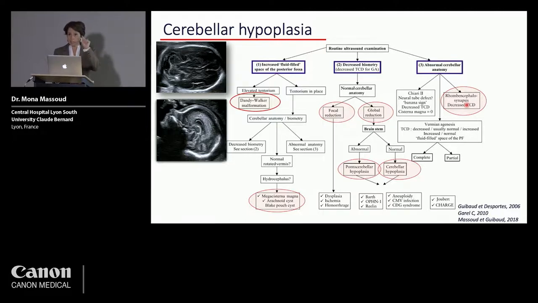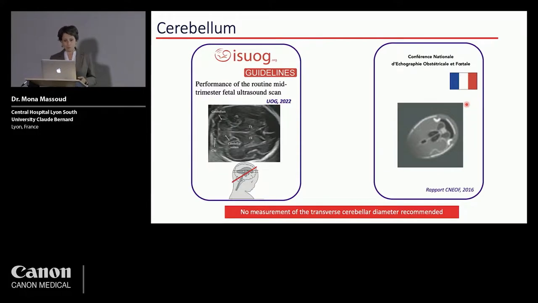Especially since cerebellar hypoplasia is most of the time associated with a very important neurodevelopmental delay in the literature. That means that when you talk about cerebellar hypoplasia to patients, they will be really anxious about the long-term developmental outcome: cognitive, motor, and executive development, the skills of the baby.